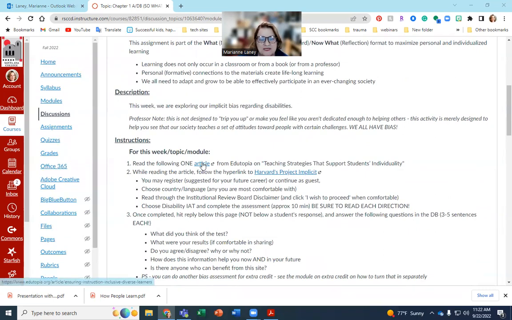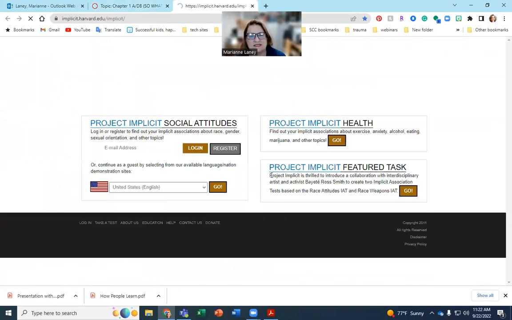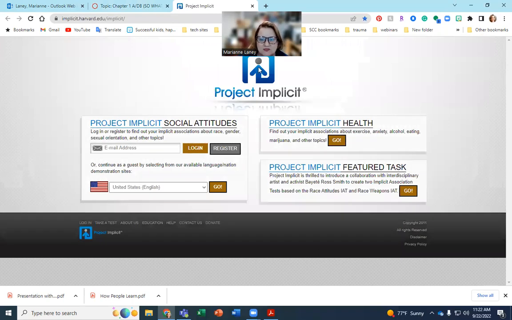You're going to read this. It's an article. This click goes to a link in Edutopia and has a bunch of different articles that you can read. Just read one in there, one that excites you, one that grabs your attention. And then we go to the Harvard Project Implicit. Now, I did tell people to choose disability because there is a Project Implicit, but disability, yesterday I looked and it's not there. So this is what it looks like.